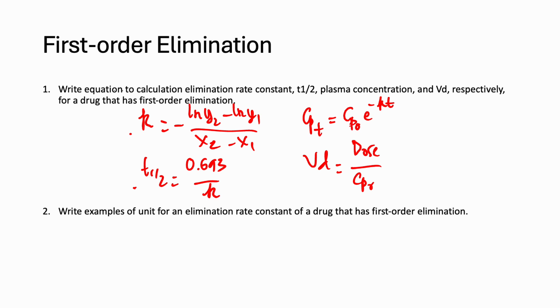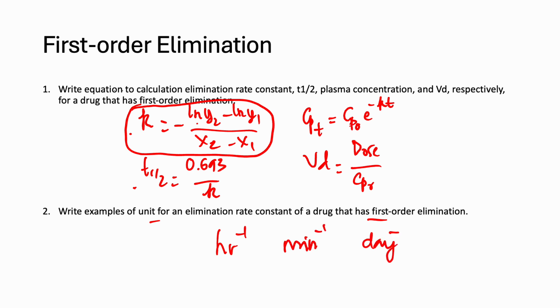For the unit of the elimination rate constant of a drug that follows first order elimination, this is the equation to calculate the elimination rate constant for first order, where the value of natural log is unitless. So the unit only relies on the time here. So the unit for the elimination rate constant of a drug that follows first order elimination is always the inverse of time. It can be per hour, per minute, or per day, etc.